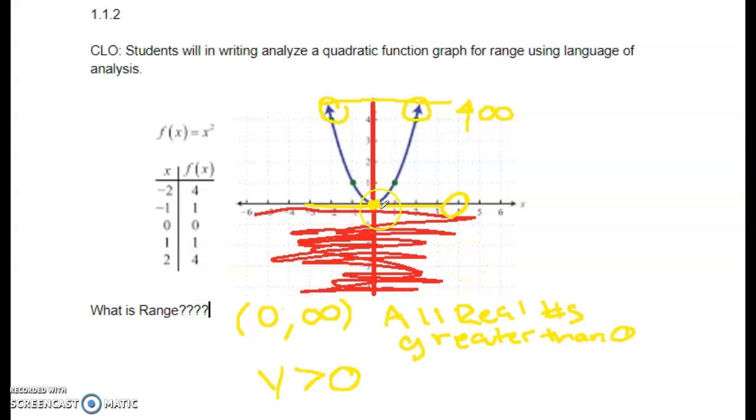Just remember that it is read from bottom to top and not top to bottom. Also, in this form right here, the smaller number goes first. Well, 0 is way smaller than positive infinity. I mean, negative infinity could have the hugest number in the world, right? So 0 to positive infinity.